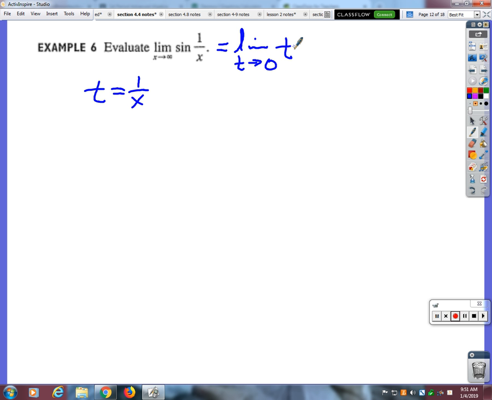Oh, sorry. Thank you. I knew that was too simple. The limit as t approaches 0 of the sine of t. And what's the limit as t approaches 0 of the sine of t? What do you get when you just plug 0 in? What's the sine of 0? 0. So our answer here is 0, okay?